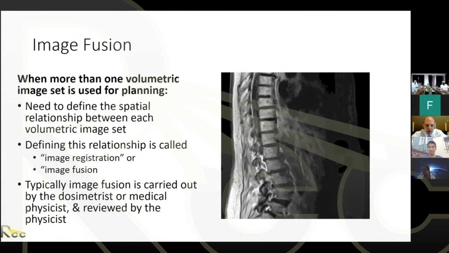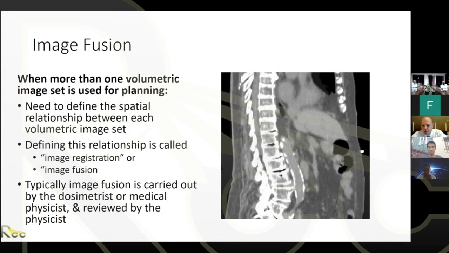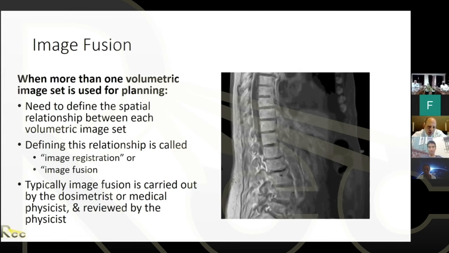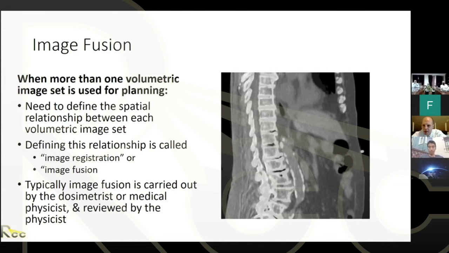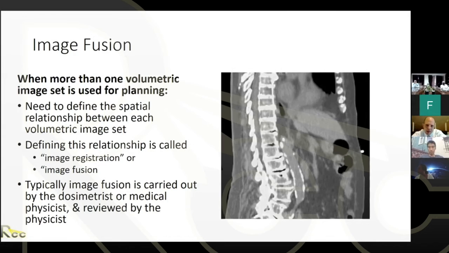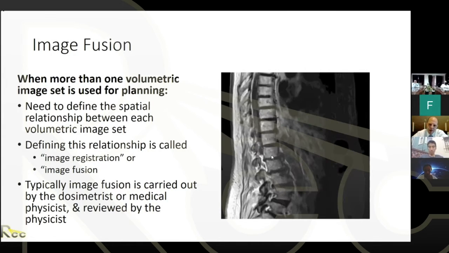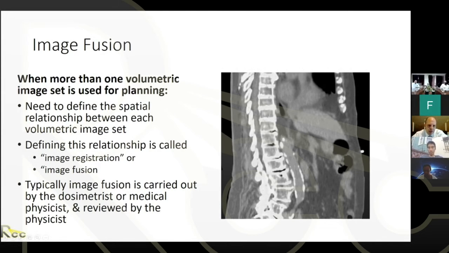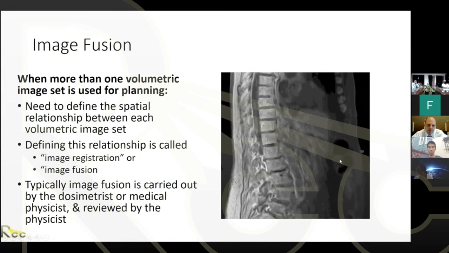Now, it's possible to do this without defining this. So, for instance, let's say you have an image set that you didn't even import to the planning system, and you can kind of consult that while looking at your planning CT. You import it to the planning CT, and then you fuse an MRI and a planning CT, and they're fused so that, to the best of our ability, we've defined the spatial relationship between them so that each voxel is, for the most part, lined up. So typically, image fusion is carried out by the medical physicist and reviewed by the physicist and potentially the radiation oncologist as well. And this can be called image registration or image fusion.